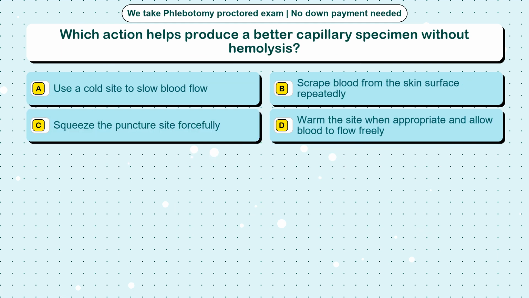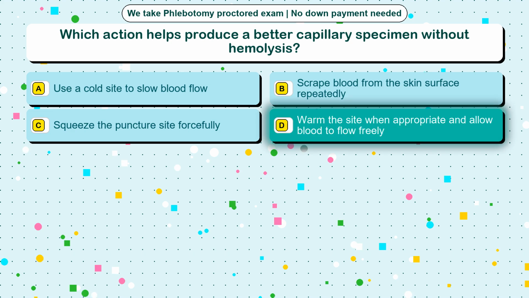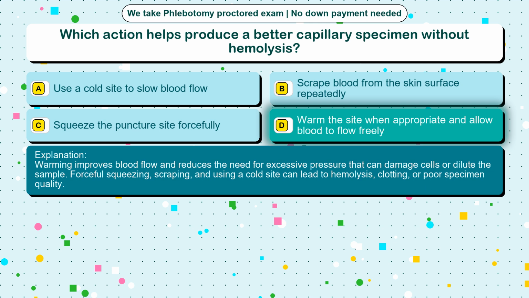Question 41. Which action helps produce a better capillary specimen without hemolysis? Option A. Use a cold site to slow blood flow. Option B. Scrape blood from the skin surface repeatedly. Option C. Squeeze the puncture site forcefully. Option D. Warm the site when appropriate and allow blood to flow freely. The correct answer is option D. Warm the site when appropriate and allow blood to flow freely. Warming improves blood flow and reduces the need for excessive pressure that can damage cells or dilute the sample. Forceful squeezing, scraping, and using a cold site can lead to hemolysis, clotting, or poor specimen quality.